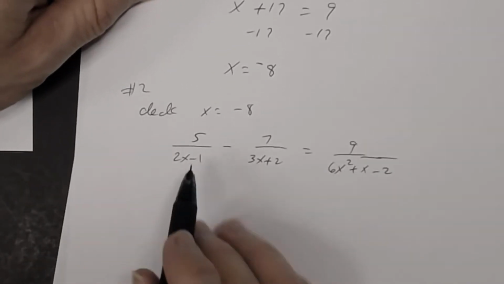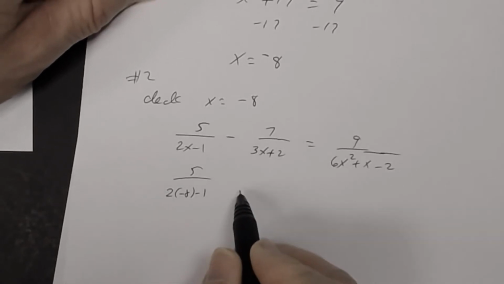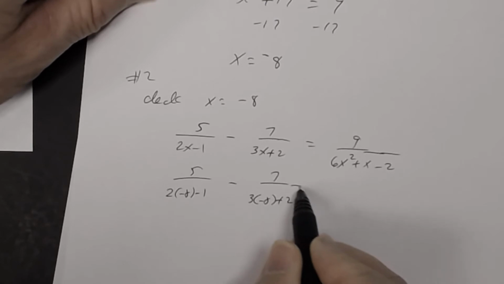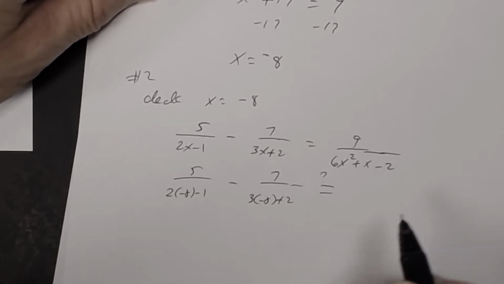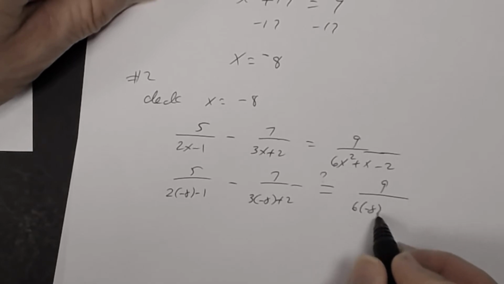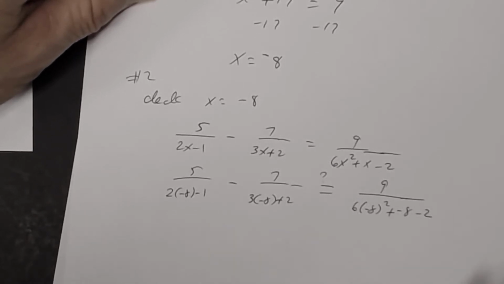All right, so I get 5 divided by 2 times negative 8 minus 1, minus 7 divided by 3 times negative 8 plus 2. And I want to see if that's going to equal this side, which is 9 divided by 6 times negative 8 squared plus a negative 8 minus 2, right?